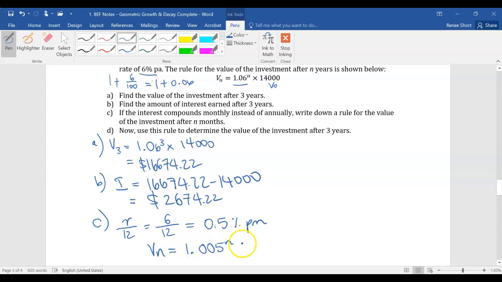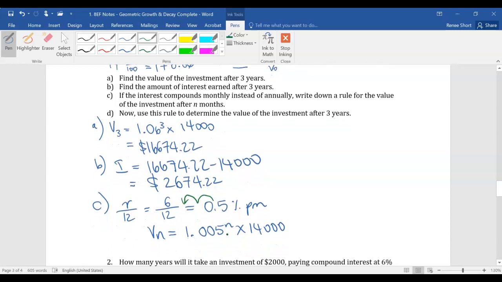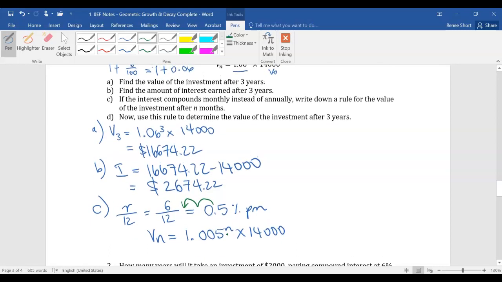And so now if I rewrite this rule, Vn equals 1.005 to the power of n times 14,000. Remember that 0.5, if I now want to make that divided by 100, I need to still move that decimal point 2 spots there. That's why it becomes 1.005 to the power of n. Now this rule will now work for me to calculate it with n being months.